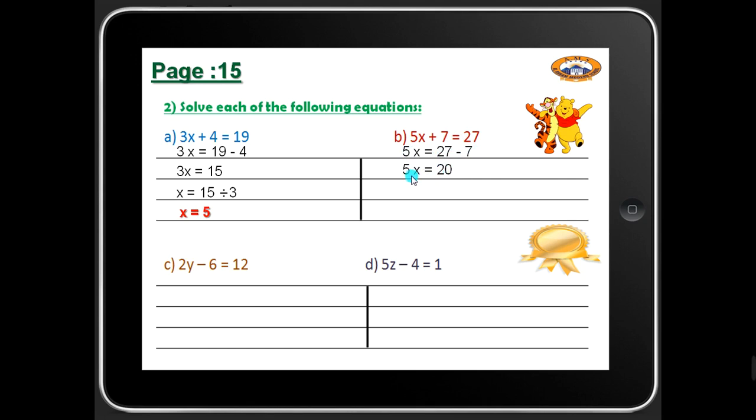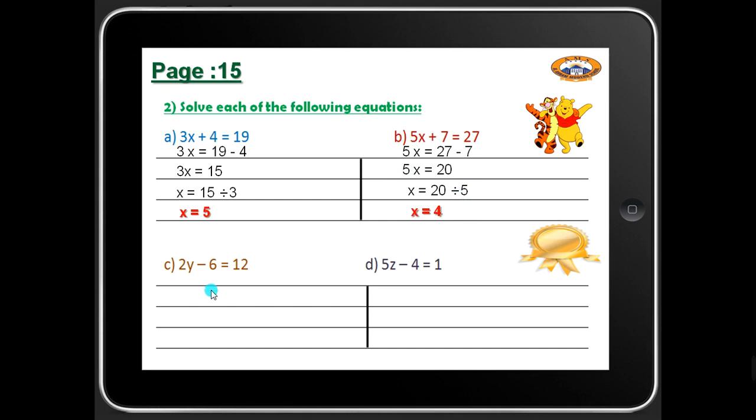Now I'm going to get rid of the 5 by moving it to the other part of the equation. Here we have, yes, 5 times x. So the times is going to change to become divide. Very good. So x equals 20 divided by 5. So x gives me 4.